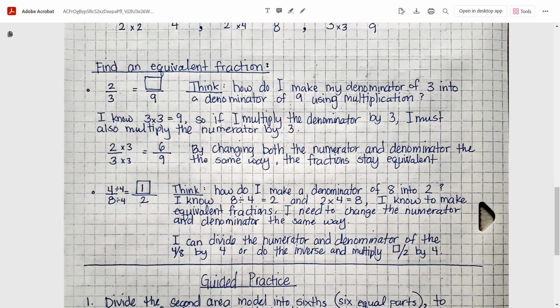So if I want to make equivalent fractions, I need to change my numerator and my denominator the same way. So I can divide the numerator and denominator by 4 on the first fraction, or I can figure out what to multiply by 4 in the second fraction to make a denominator or a numerator of 4. So if I divide both the numerator, the top number, and the bottom number by 4, 4 divided by 4 is equal to 1. And then 8 divided by 4 is equal to 2.